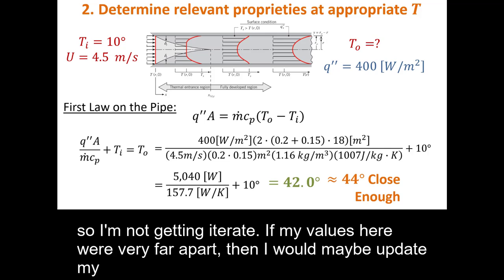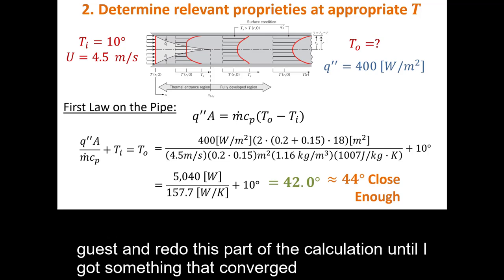So I'm not going to iterate. If my values here were very far apart, then I would maybe update my guess and redo this part of the calculation until I got something that converged.